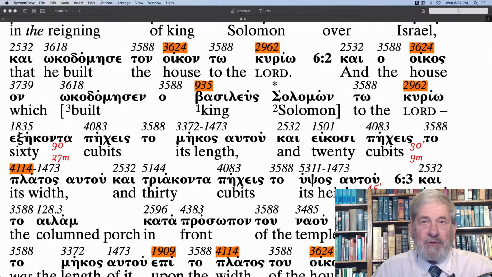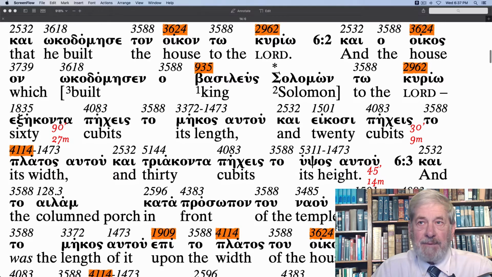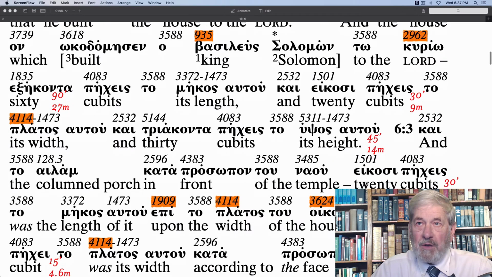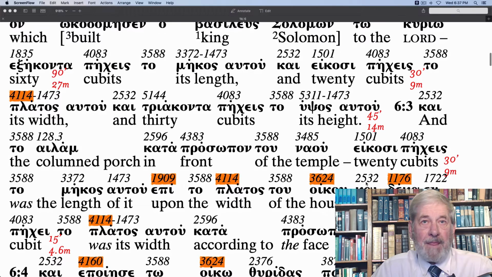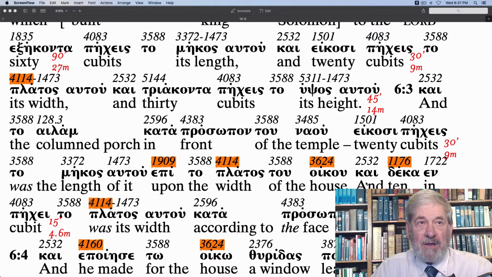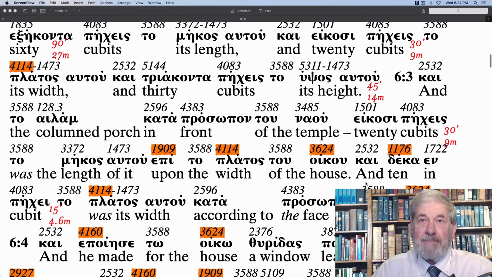And the columned porch in front of the temple was 30 feet, or 9 meters, the length of it upon the width of the house. So that's the same as the width, 20 cubits. And so it was across the whole front. And 10 cubits was the width according to the face of the house. So apparently it protruded out 15 feet.